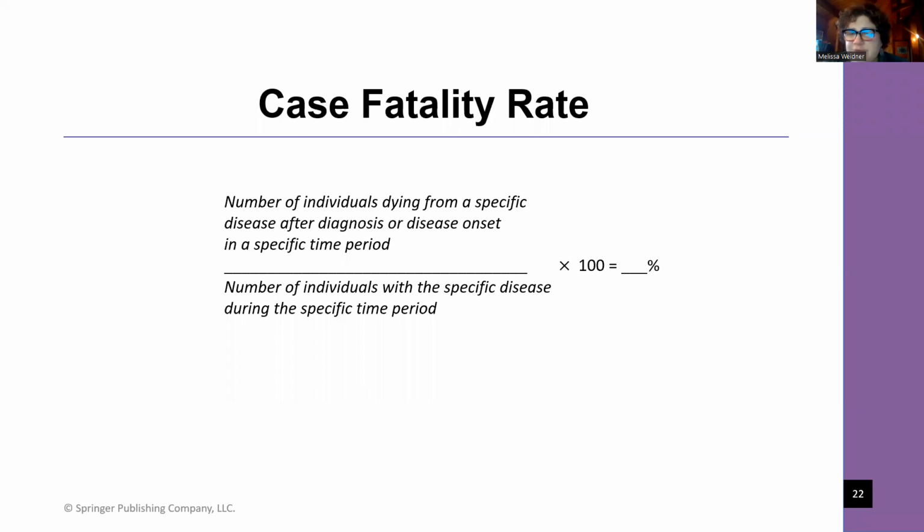The case fatality rate is expressed as a percentage of all cases. A case is defined as someone who has died from the disease. It differs from the mortality rate in the denominator. Case fatality rate is the number of individuals with a specific disease during a specific time period. And in a mortality rate, the denominator is the number of people at risk of dying from a specific disease. And again, because it's expressed as a percentage, it's multiplied by 100.